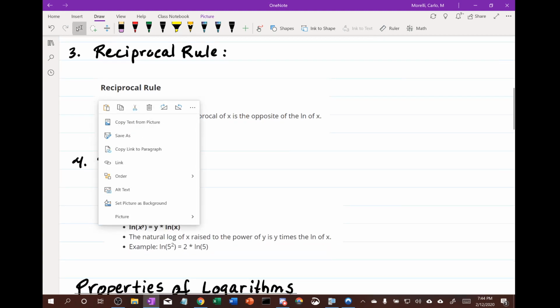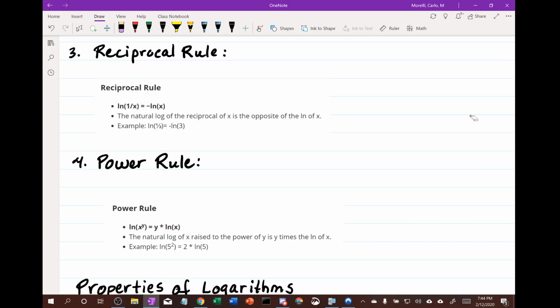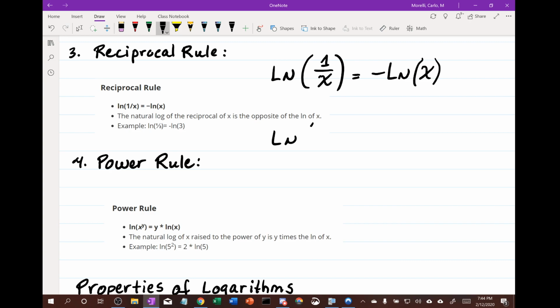Now, what is this reciprocal rule nonsense? ln of 1 over x equals negative ln of x. What? ln of 1 divided by x is equal to the negative natural logarithm of x? Yeah, I want to see that in action. Okay, so they're saying ln of 1 over 3 is equal to negative ln of 3.